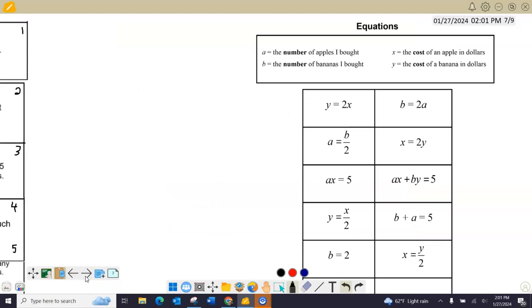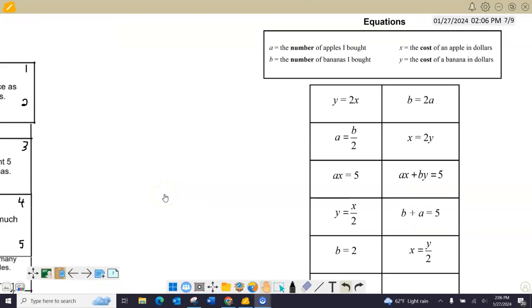Okay, let's move on to some exercises. Here we have an exercise real quickly. I have 5 or 6 situations. I just want you to match them up to the correct equation. You see some of these equations include x and y's as variables. Those are the cost of apples and bananas. And some of the equations include a's and b's, which are the number of apples and bananas. So keep in mind, you have to use the correct variables for this.